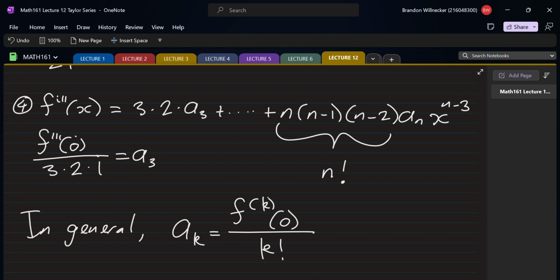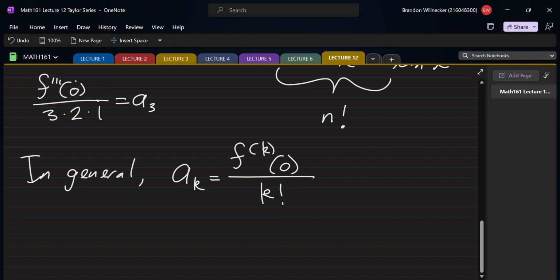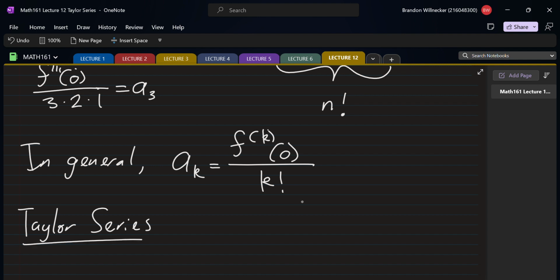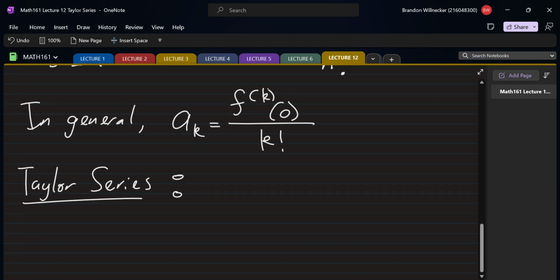Now, we could do this for a finite polynomial, and we just get a Taylor sum, not a series, because it's a finite number of terms. But we could extend this to have infinitely many terms. And in that case, we would have infinitely many coefficients. So we would need a series of terms. So we can write a Taylor series as a series instead of just a finite polynomial.